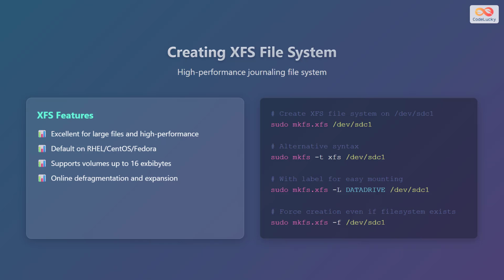To create an XFS file system on /dev/sdc1, use the command sudo mkfs.xfs /dev/sdc1. Alternatively, use the syntax sudo mkfs -t xfs /dev/sdc1. To create it with a label for easy mounting, the command is sudo mkfs.xfs -L data_drive /dev/sdc1. To force creation even if a file system exists, use the command sudo mkfs.xfs -f /dev/sdc1.